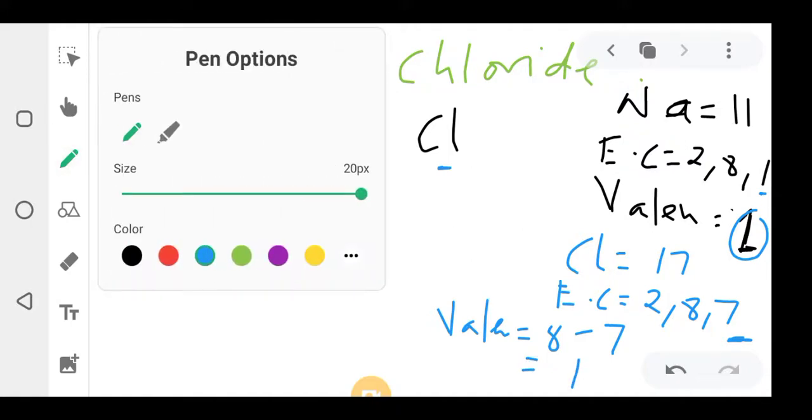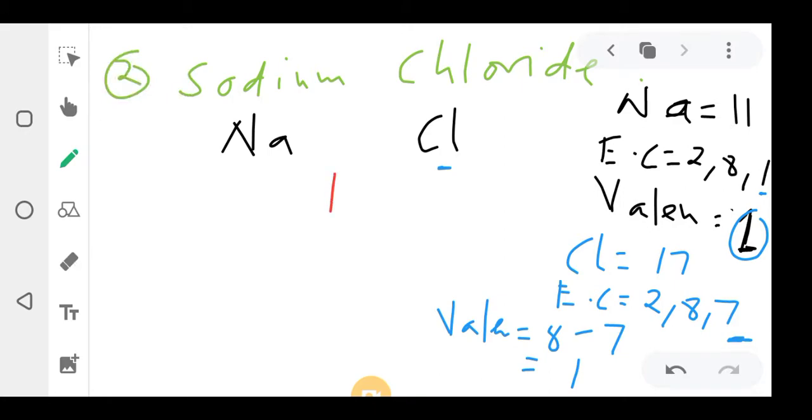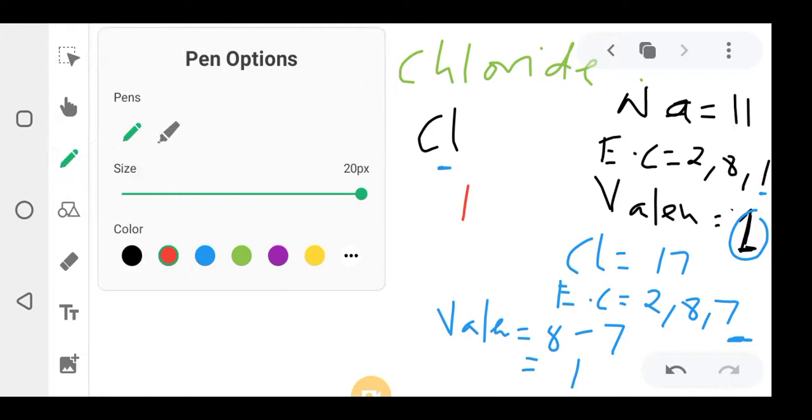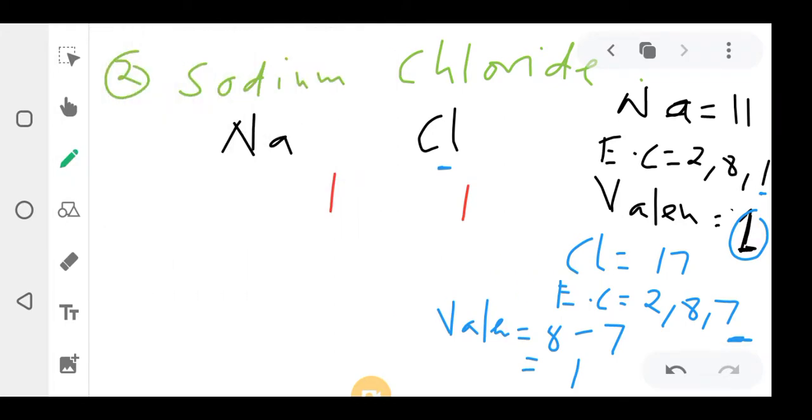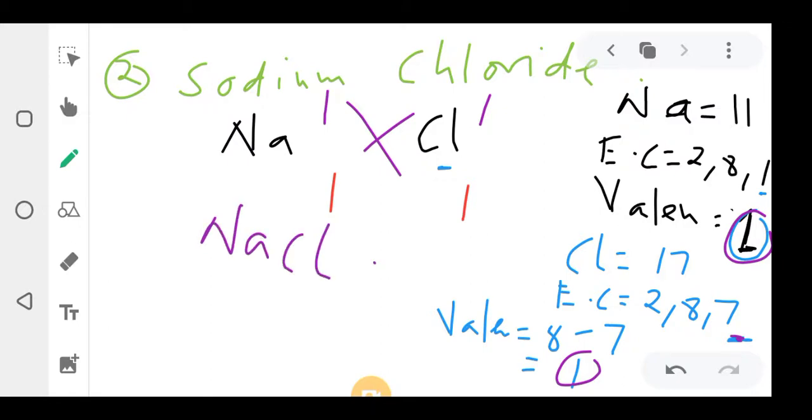If you remember, I said down here you first put 1 all the time. So the valence of sodium is 1. For chlorine it is not 7, you subtract from 8, so it's also 1. Sodium is 1, chlorine is 1. Then you cross multiply. So it will be sodium chloride, because 1 times 1 is 1.